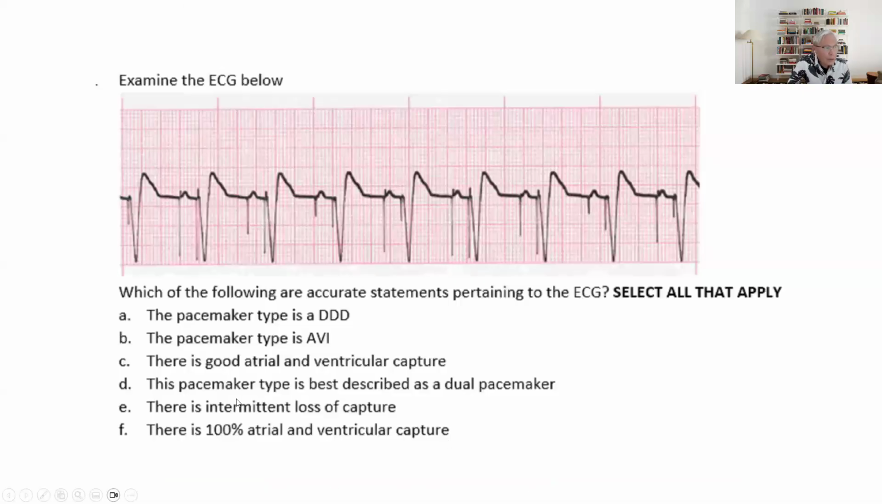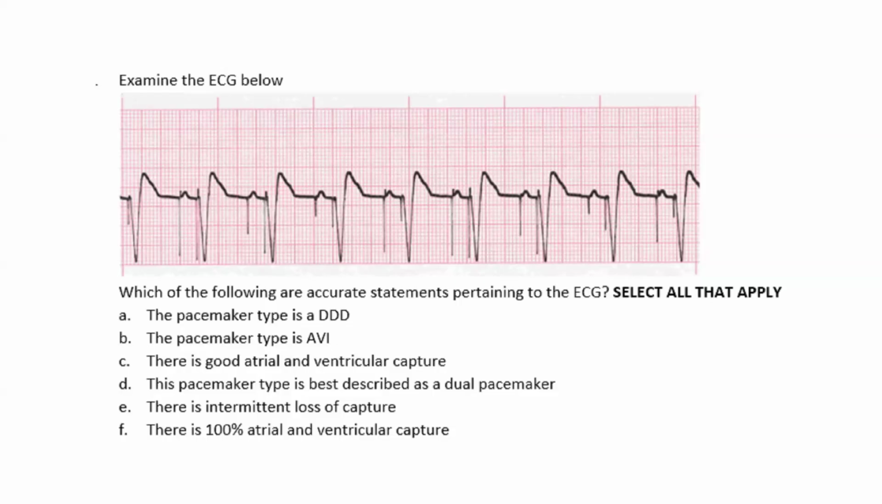All right. Over here, do you see a spike? Yes. Where is the spike? I see a spike before the P and also before the QRS. So what is that? A dual one. Very good. A dual pacemaker. You're all so smart. I'm so proud of you.